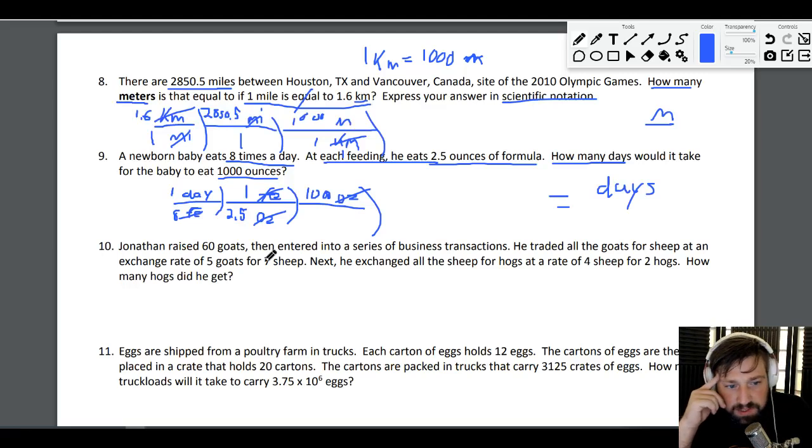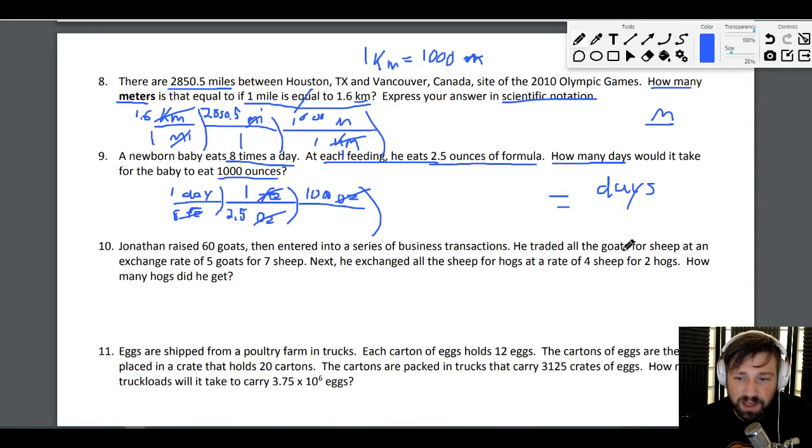Jonathan raised 60 goats. How high did he raise them? No, I'm joking. But Jonathan raised 60 goats, then entered into a series of business transactions. Shady. He traded all of the goats for sheep at an exchange rate of 5 goats for 7 sheep. Next, he exchanged all the sheep for hogs at a rate of 2 sheep for 2 hogs. How many hogs did he get?